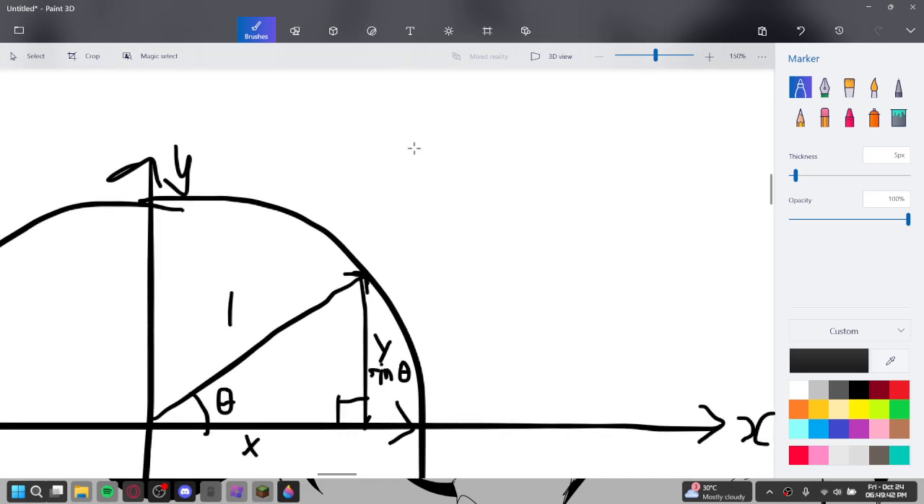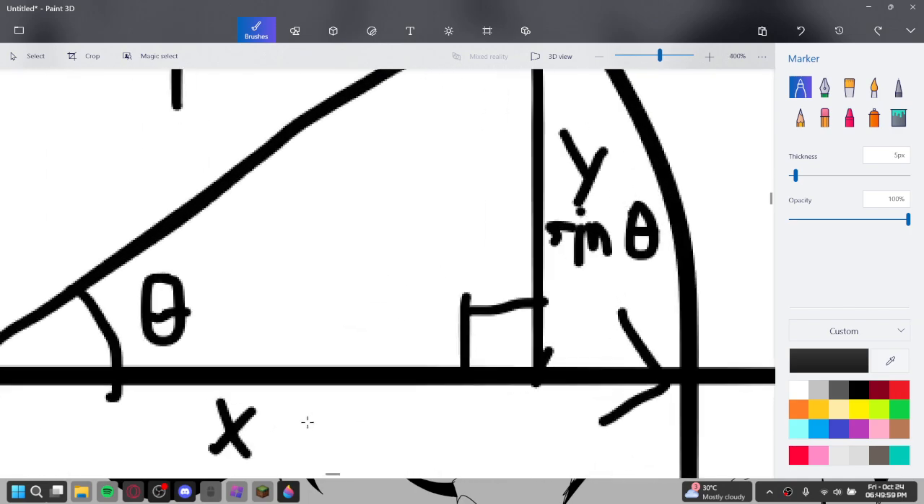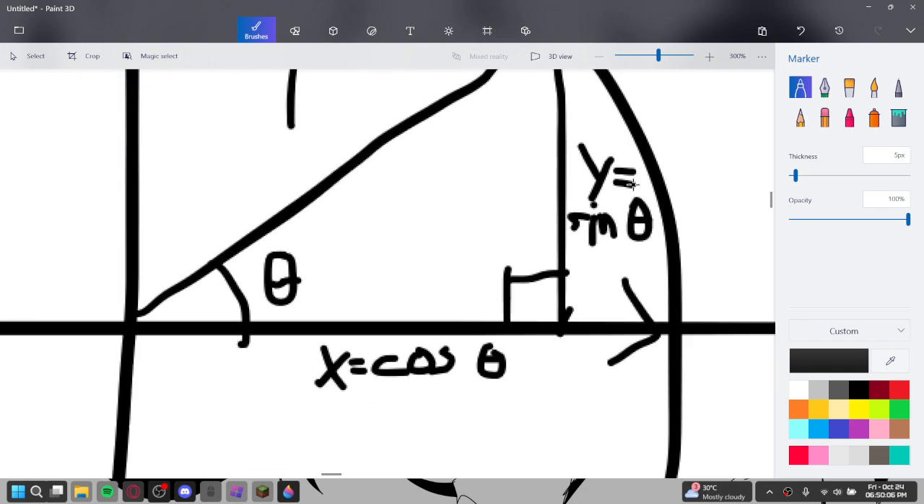Now for this one, the cosine of theta is just the adjacent over hypotenuse, which is just this length x here over the hypotenuse, which is 1, which is essentially just x. So here, this is x. This is cosine of theta.